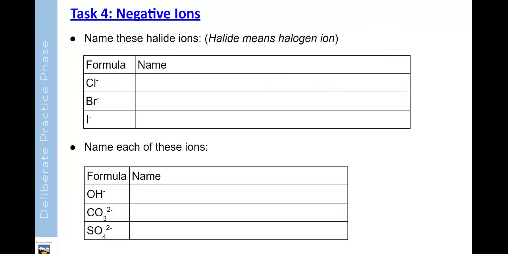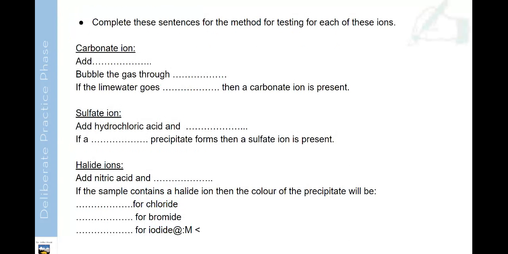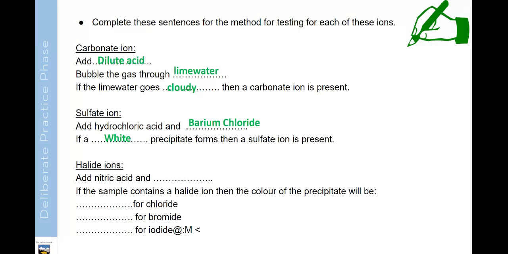Okay, so the answers are as follows. Cl minus, chloride, bromide and iodide, hydroxide, carbonate and sulfate. Now, to test for a carbonate ion, you can add acid, bubble the gas through lime water, and the lime water goes cloudy. Sulfate ion, add the acid to get rid of the carbonate, and then you add your barium chloride. If a white precipitate forms, then a sulfate ion is present.